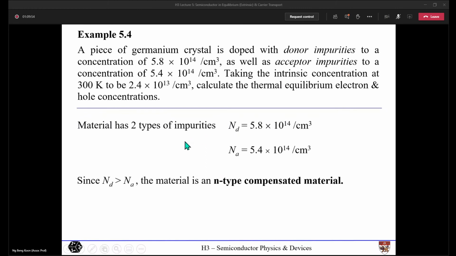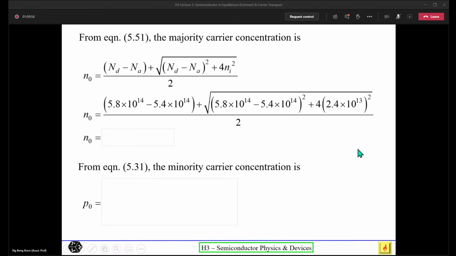It's kind of not even 10 times. So we have to apply the formula for the solution of the quadratic equation, which is net doping plus square root of net doping squared plus 4ni squared, over 2. And you apply in those values, you get 5.12 by 10 to the power of 13.